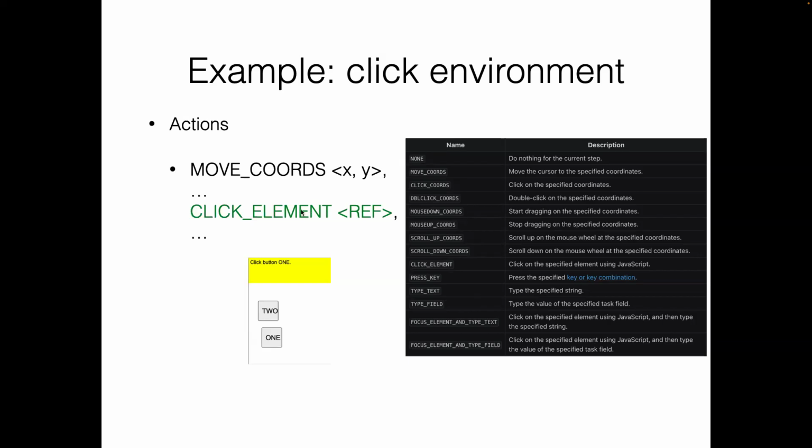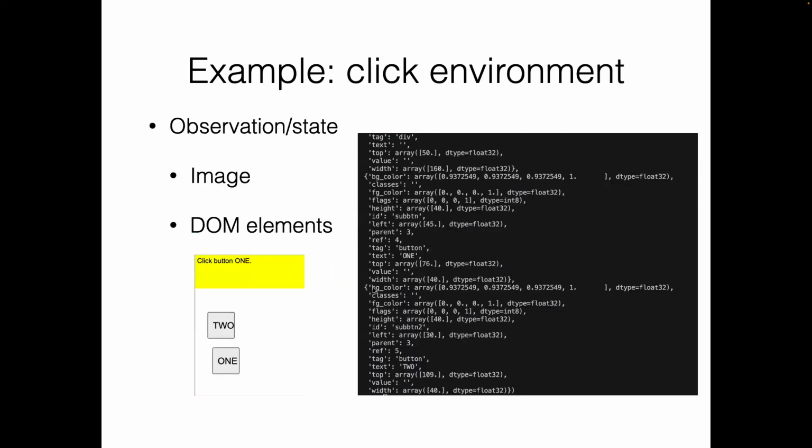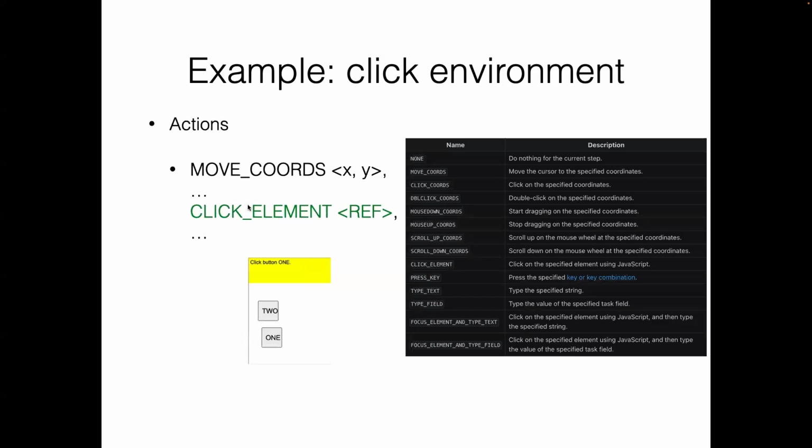So there's literally an action which is like click element and then some reference. So if we go back here, we can see that this reference is 4. So to solve this task, all the agent has to do is basically output an action that says click element 4 in this case. So that's the notion of observation and action for these environments. And so now let's think about what are some agents that we could build to solve tasks in these environments.